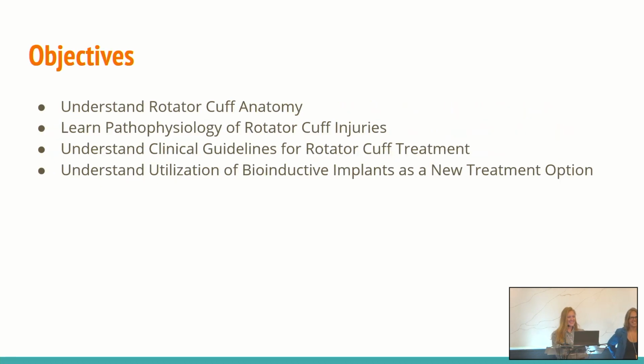Just kidding. So objectives of our talk, we want to talk through the rotator cuff anatomy, make sure everyone in this room is on the same page, discuss the pathophysiology of rotator cuff injuries, talk through clinical guidelines of rotator cuff treatment and utilization of newer implants that we are using in practice.